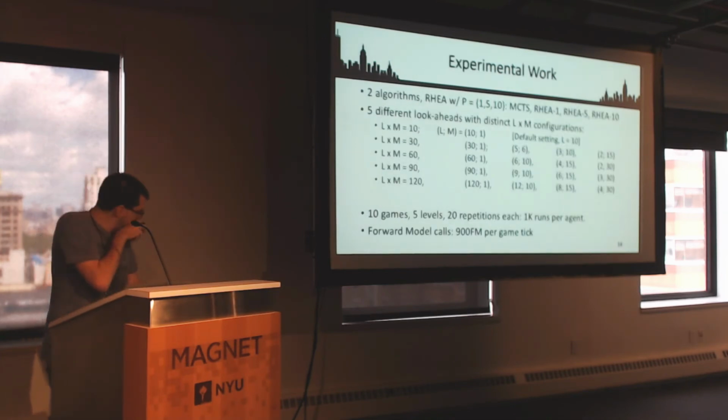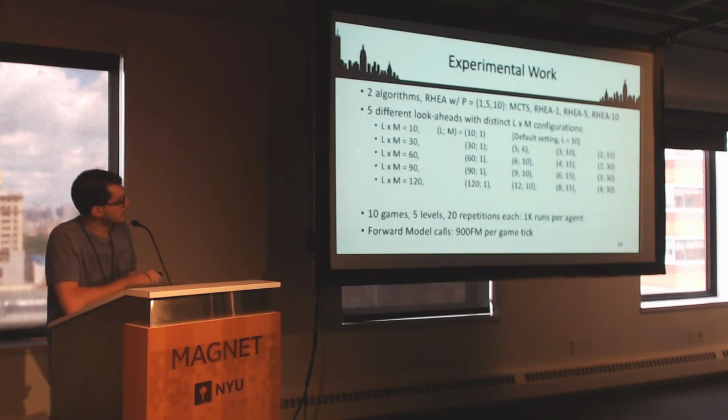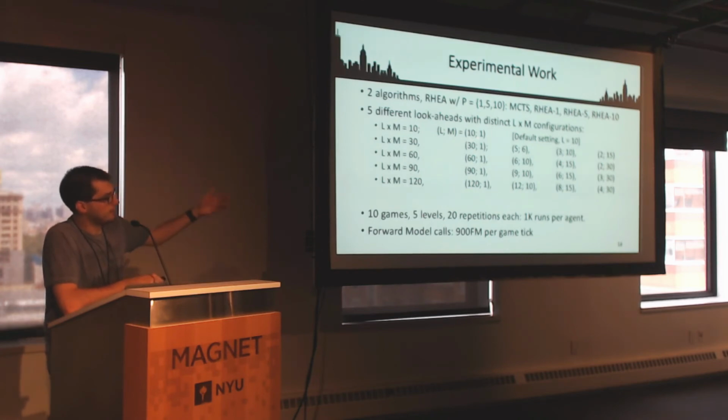So we have two algorithms. One is rolling horizon evolution, where we tried three different population sizes, 1, 5, and 10, and the other is Monte Carlo tree search. So that gives us 4 different configurations, or 4 different algorithms to play with, and then 5 different look-aheads. Basically, this is how far you see in the future, and each one of these configurations is composed of these two values, L and M. In this case, that would be no macro actions because M is equal to 1. So that's a look-ahead of 10, 30, 60, 90, 120, so how many actions you see in the future.